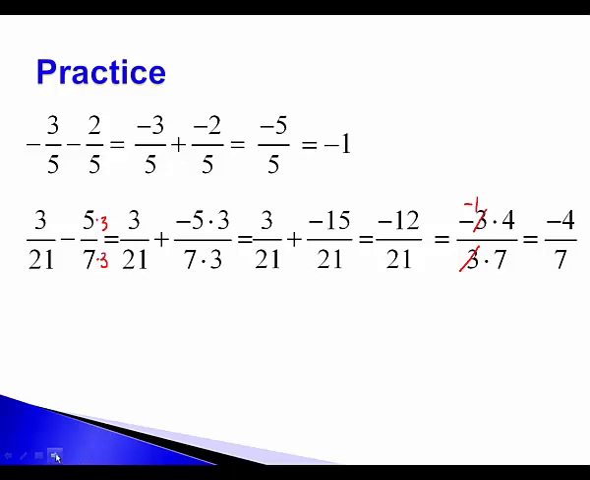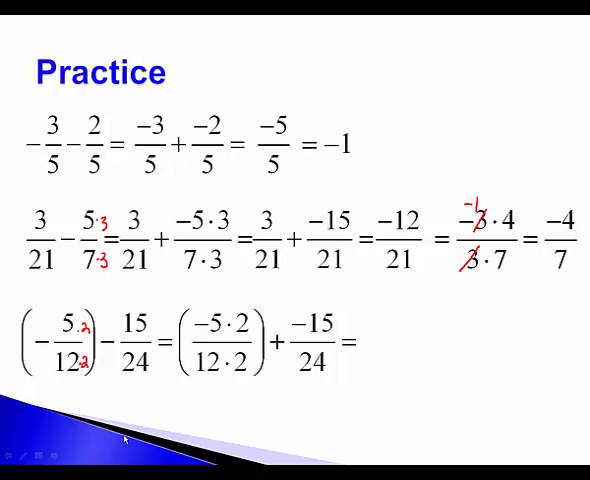Our final problem was negative 5 over 12 minus 15 over 24. Once again, you do not have a common denominator, but hopefully you see a quick way to make that happen by multiplying with 2's. I now have negative 5 times 2 over 12 times 2, and then I will add the opposite so it becomes plus negative 15 over 24.